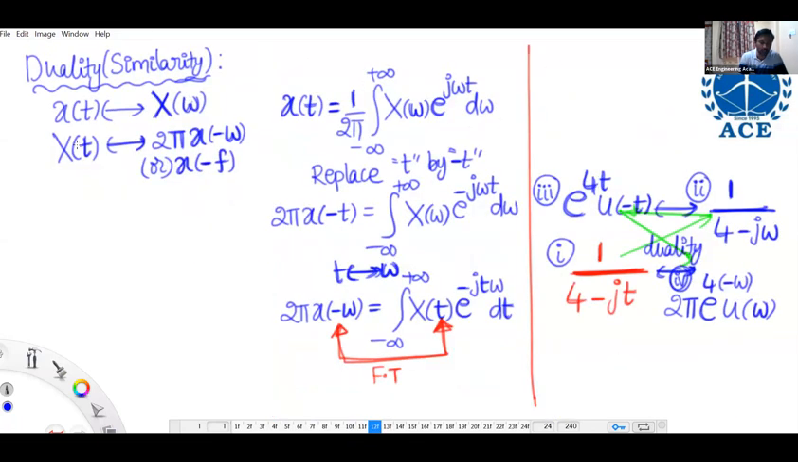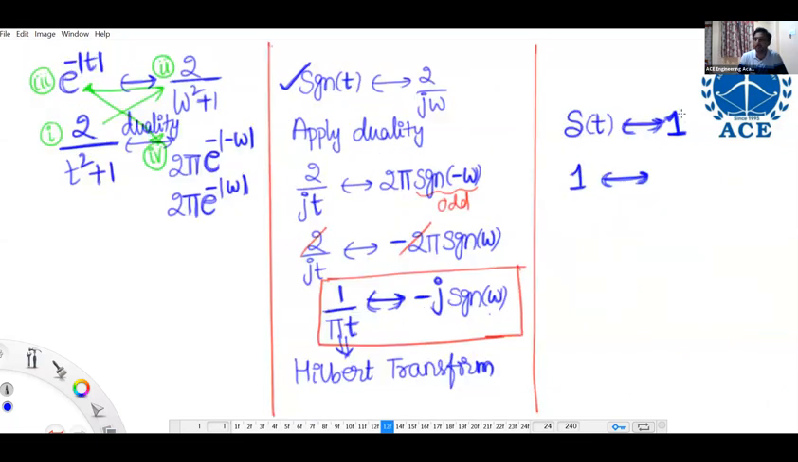spectrum to time domain means omega replaced as t. Here spectrum is independent of frequency, it is a constant number. Time domain also same, constant number. This side 2 pi into del of minus omega, which is simply 2 pi del omega. 2 pi, what we studied in the beginning today. 2 pi del omega is equivalent to del F.